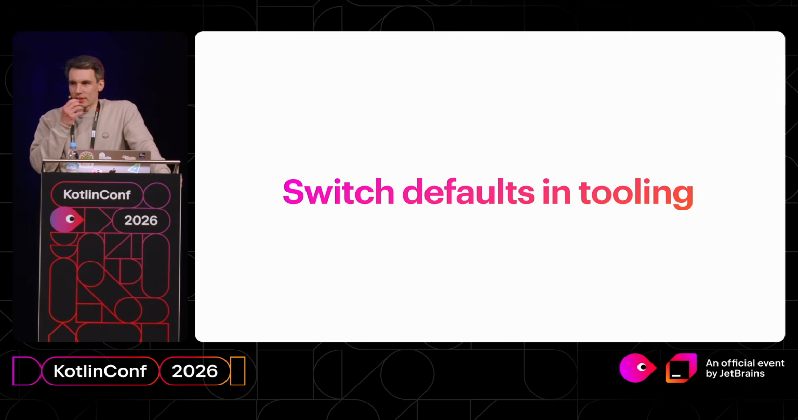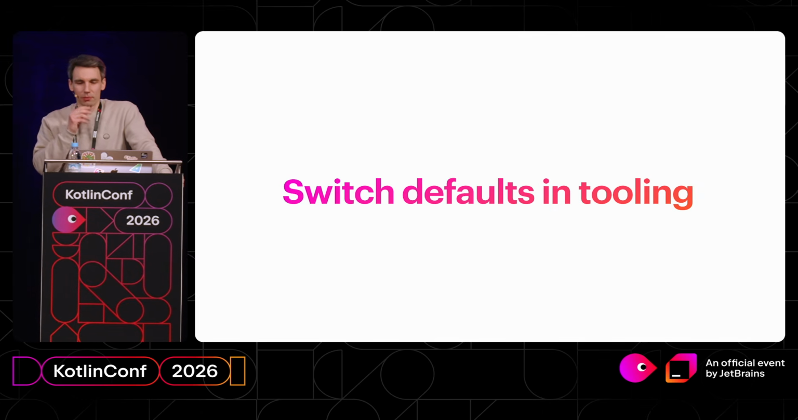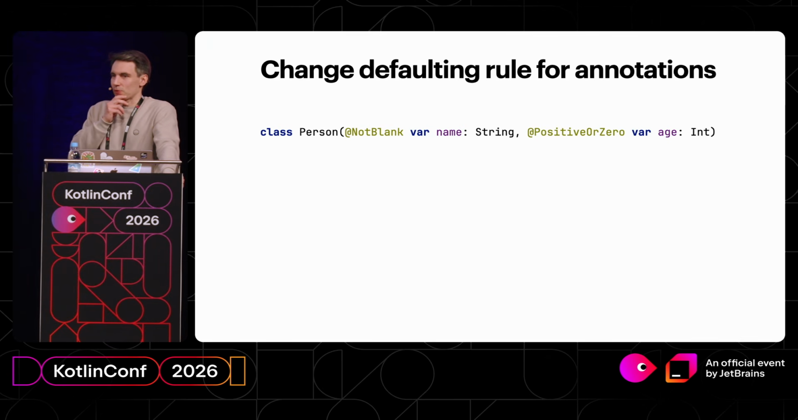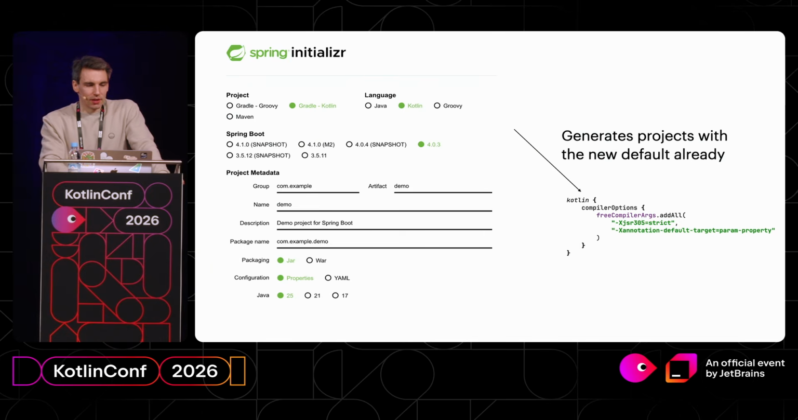And these are examples of such features. We can find many, many more. For instance, I talked before about changing the defaulting rules for annotations, that we are going to change in 2.4. But actually, if you try to create a new Kotlin project using Spring Initializr, then implicitly you're already using this feature, because this initializer adds this free compiler argument, -Xannotation-default-target=param-property. So it actually already implicitly changes how your program behaves.